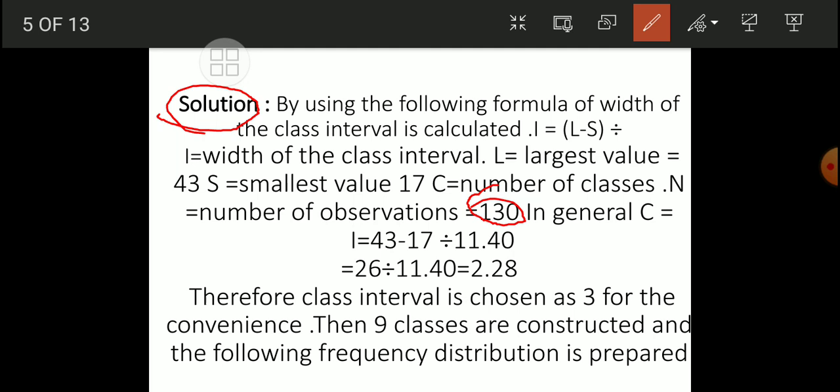Now, by using the formula for the width of the class interval, I is equal to (L minus S) divided by C. Now what is I? I is the width of the class interval. What is L from this formula?